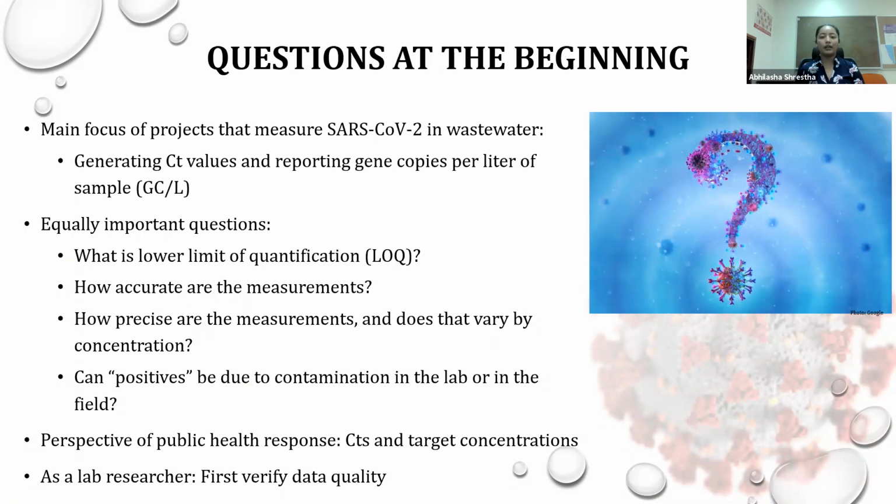So before we even started analyzing our samples, we had several questions about how we were going to do this, like everybody else who was doing wastewater surveillance at this time. We knew that generating the CT values and reporting concentrations of what we are seeing in the wastewater was, of course, very important, and that this has been the main focus of the projects doing wastewater monitoring of SARS-CoV-2 around the world. However, we thought there were equally important other questions, like what is our lower limit of quantification, how accurate are our measurements, how precise are the measurements, and do those vary by concentration? Can the positives mean that we had contamination in the lab or contamination in the field?